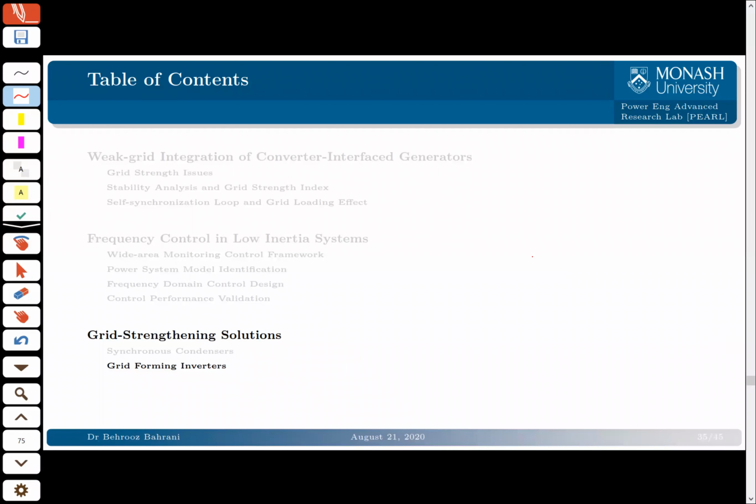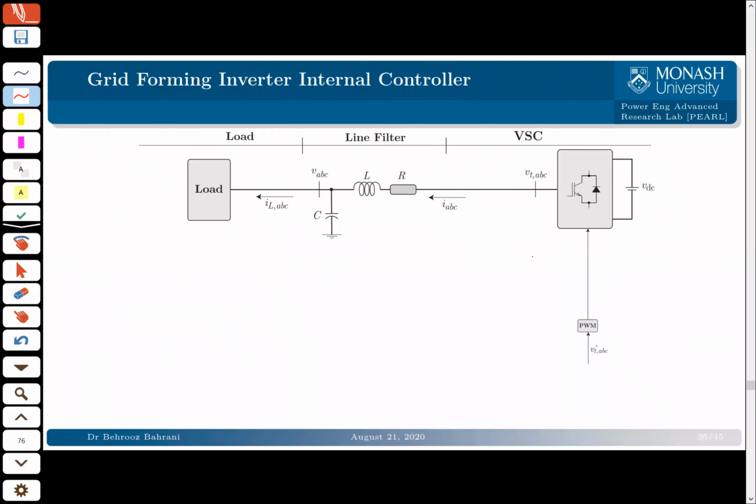But in my opinion, the most interesting solution for all of these problems is actually grid forming inverters, which is a technology which is a direct competitor of SynCons, but based on power electronic technology rather than relying on the very old technology of synchronous generators. But how does it work?